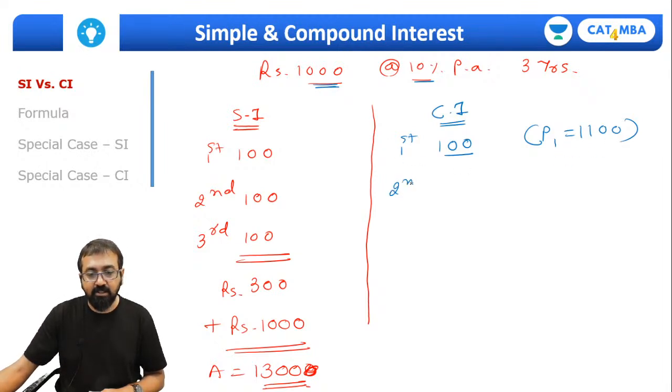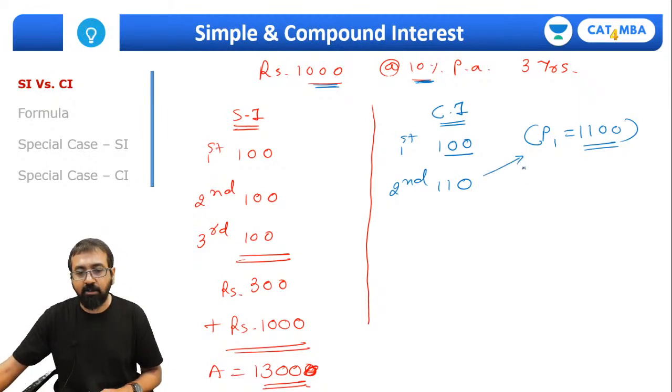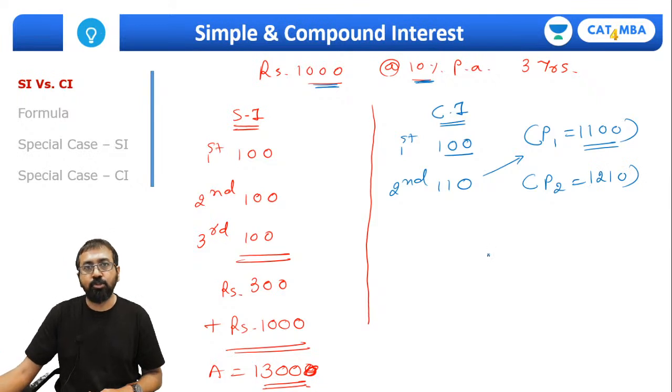For the second year, this 10% will be calculated on 1100 rupees, so the interest will come out to be 110 for the second year. Again, this 110 will be added, so we will get a new principal P2. 1100 plus 110 comes out to be 1210 rupees. Yes or no?